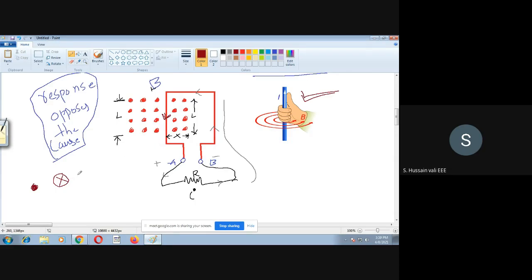Now, Lenz law states that it opposes the cause. So it means that the actual magnetic field in which the coil is present is a dot, whereas the magnetic field produced because of this load current definitely should be a cross. If it is not a cross, then our polarity is wrong.